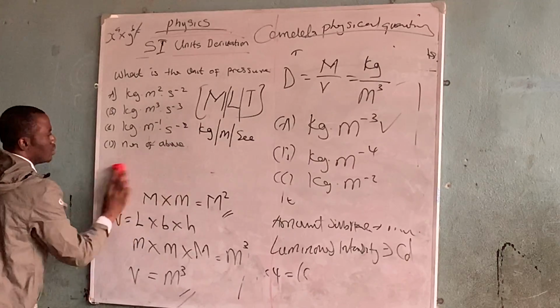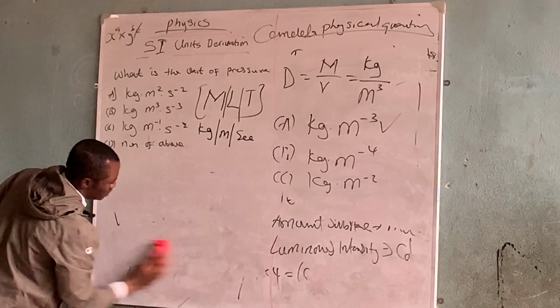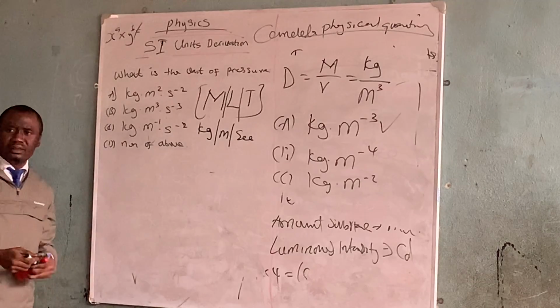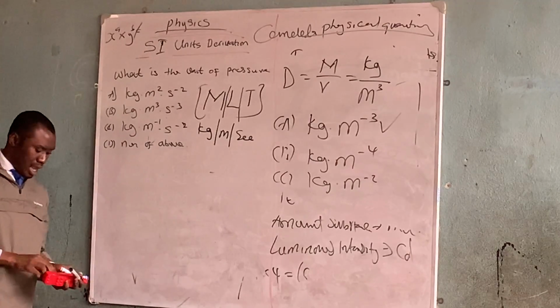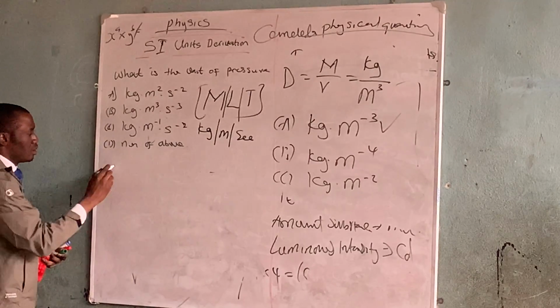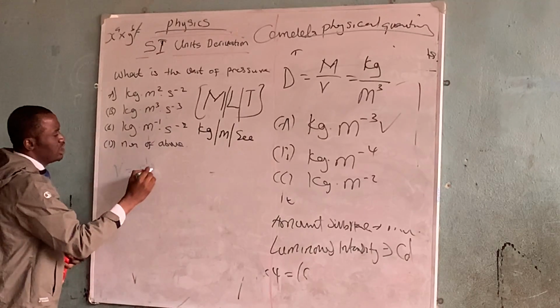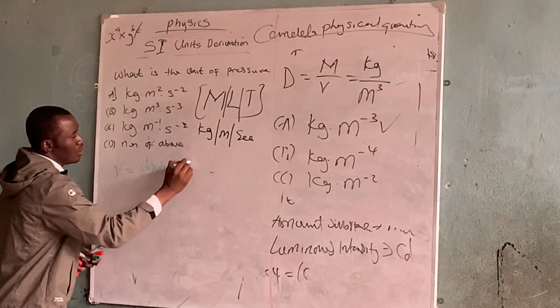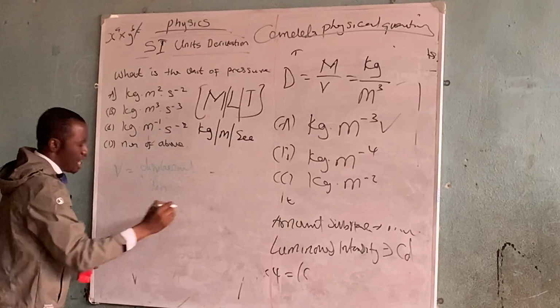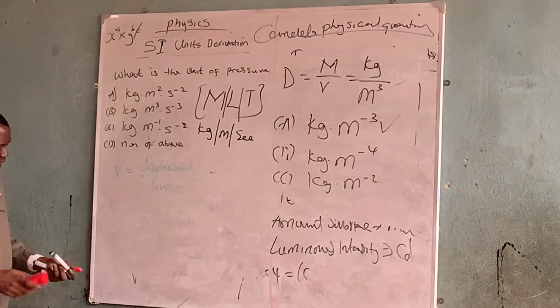What's the next thing now? Velocity. What's the formula for velocity again? Displacement over time. Say it well. What's the formula for velocity again? Change in displacement over change in time. Displacement over time. So, displacement over what? Time. And this thing is not too bad.